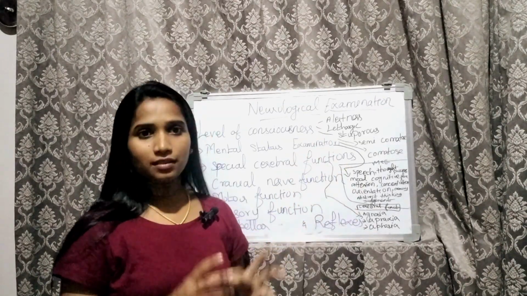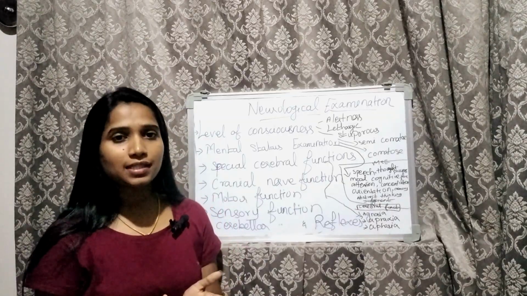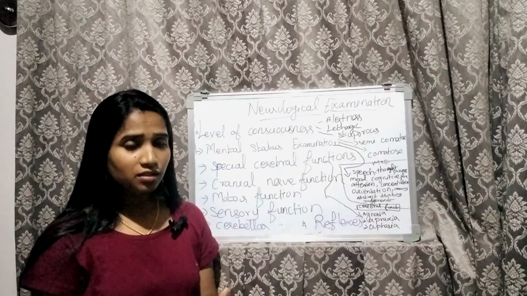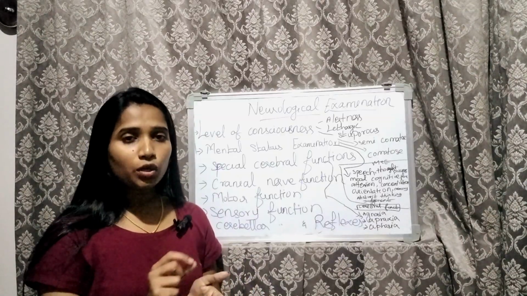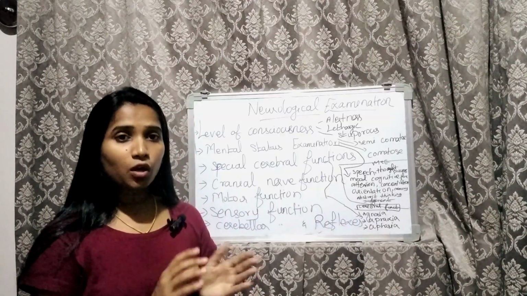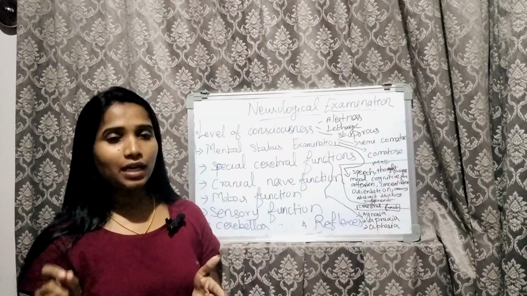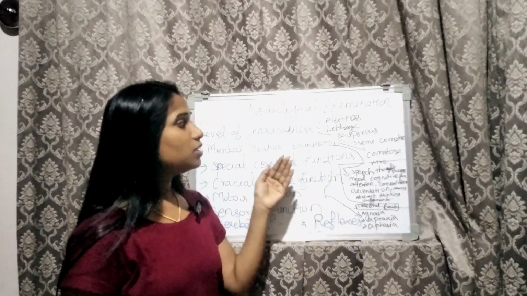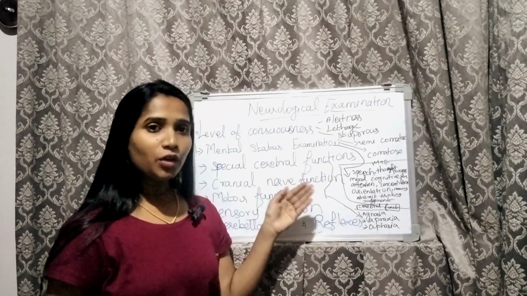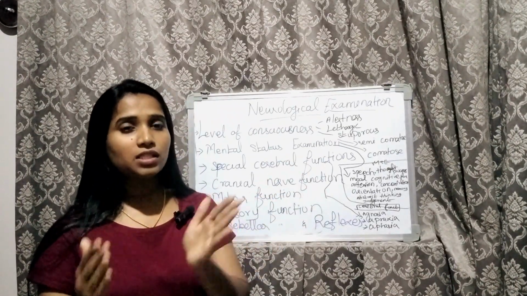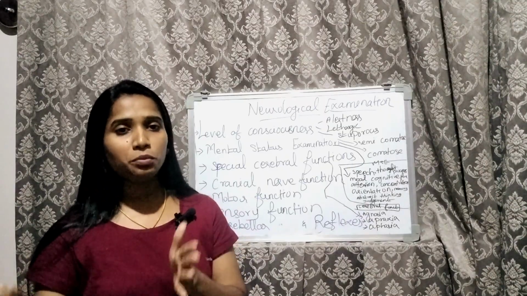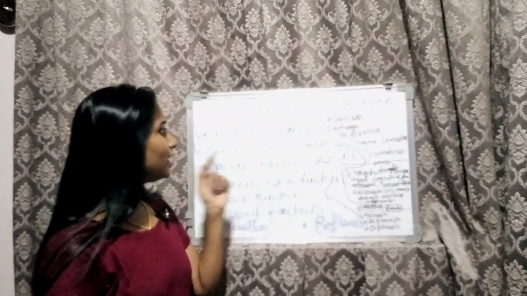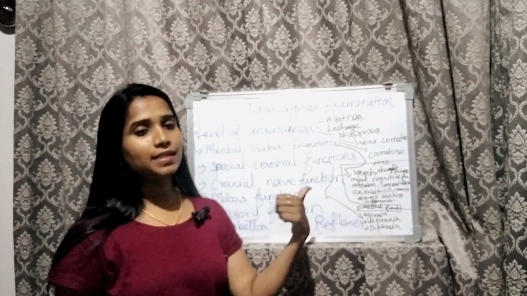With this information, you have to assess the level of consciousness. You have to assess the patient's level of consciousness, and according to the level you have to give the answer. Either the patient may be alert or lethargic, stupor, semi-coma or coma. Whichever state the patient is in, that state you have to mention in your neurological examination. Clear? Then next we'll see about mental status examination.